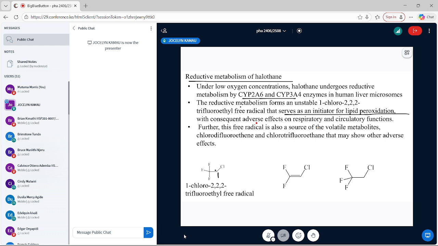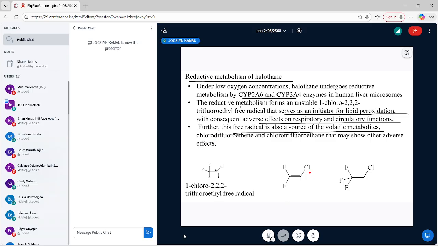So it serves as an initiator for lipid peroxidation, with consequent adverse effects on respiratory and circulatory function, because it also is an electrophile. It has electron deficiency. So again, it would attack the lipids and bring about a lot of toxicity. Further, this free radical is also a source of the other volatile metabolites like chloro-difluoroethane.